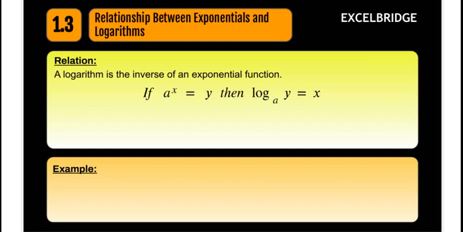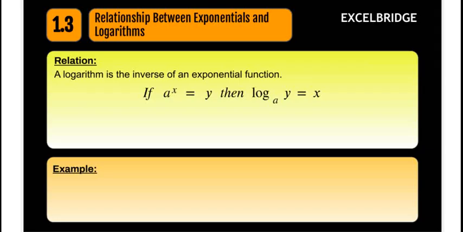Welcome to ExcelBridge. In the last lecture, we discussed logarithms and exponentials, and we discussed the very fundamentals of the topics. So today, we will discuss the relationship between exponentials and logarithms.